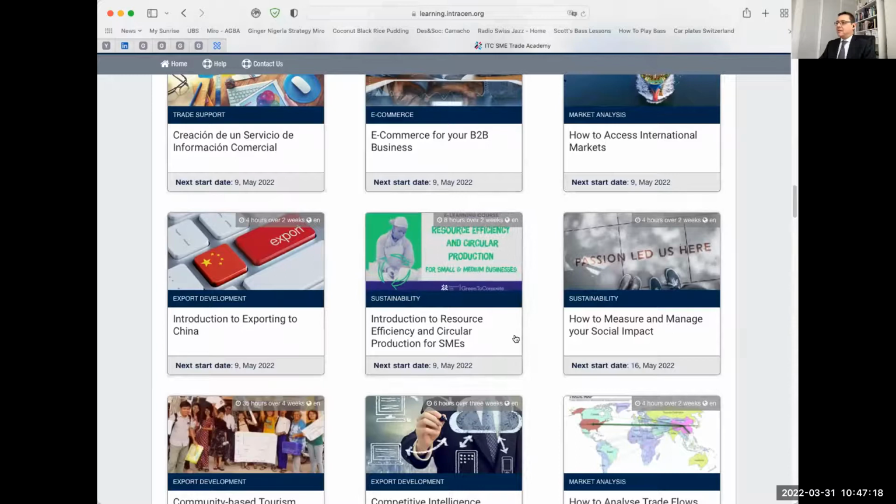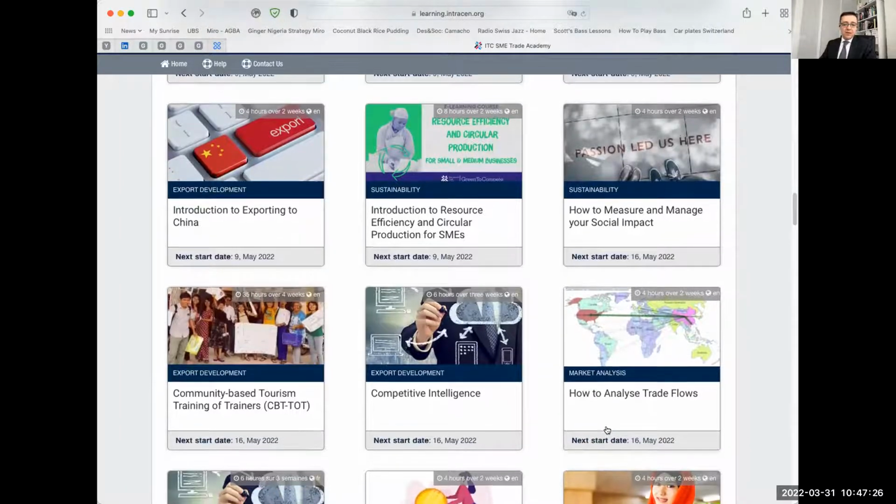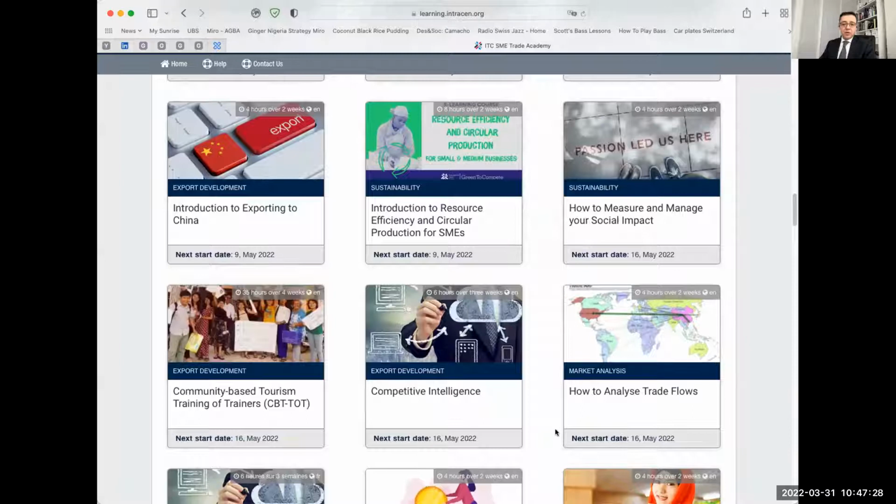And as you can see, there are topics on sustainability and topics on market analysis. We saw on Tuesday Trade Map, Market Access Map and all the tools from ITC to help you understand trade flows. Well, here is a course. If you missed that presentation, or if you got the tool but not necessarily the methodology that goes with it, this is the place to come.